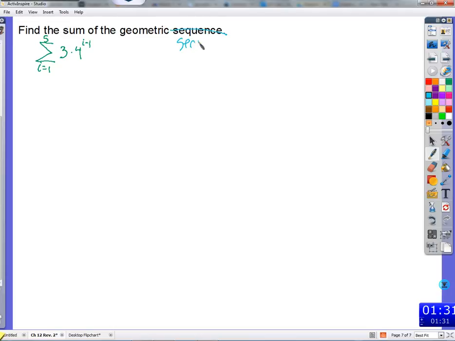To really write series to be very proper, series means we're adding. So it's a geometric series. The formula for a geometric series is a sub 1 times 1 minus r to the n over 1 minus r. All we need to know is a sub 1 and r.